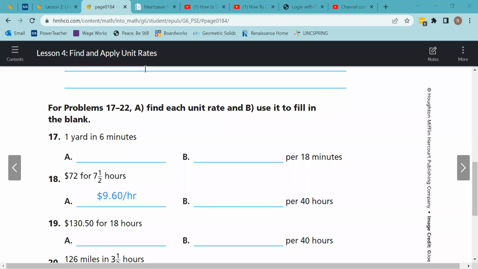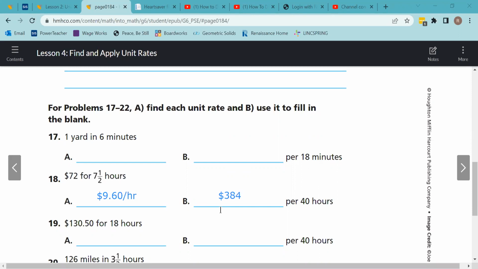Okay, and they want to know what this unit rate would be at 40 hours. So we're going to take that 9.60 and multiply it by 40. And we get 384. Don't forget to label it. $384 in that 40 hours.